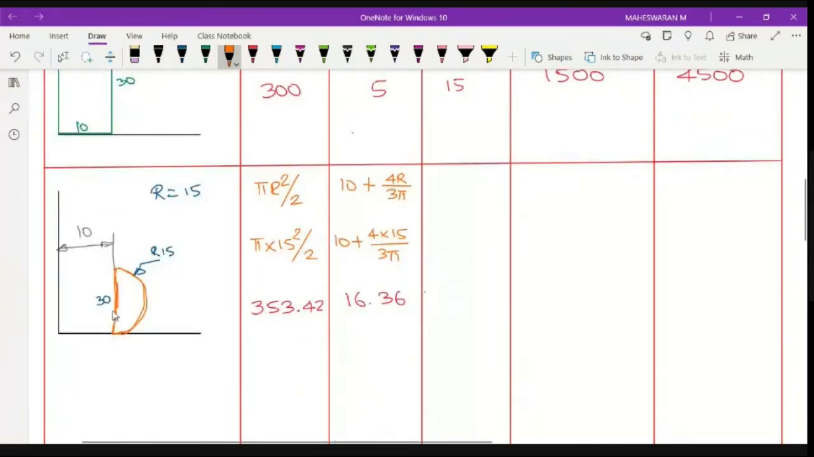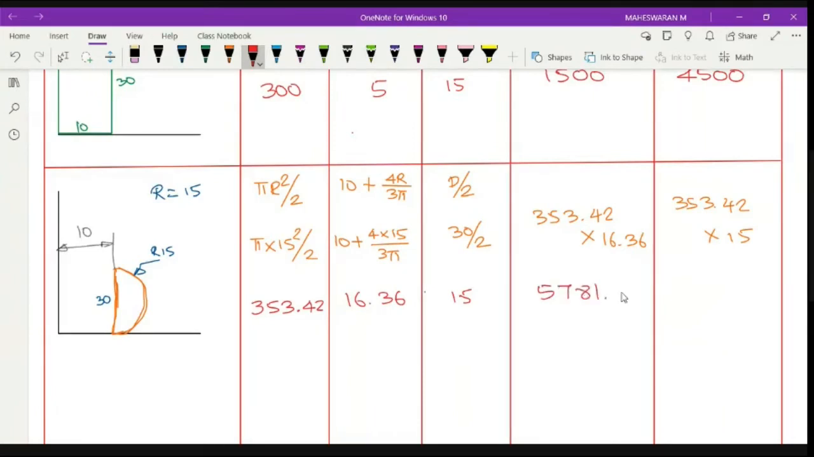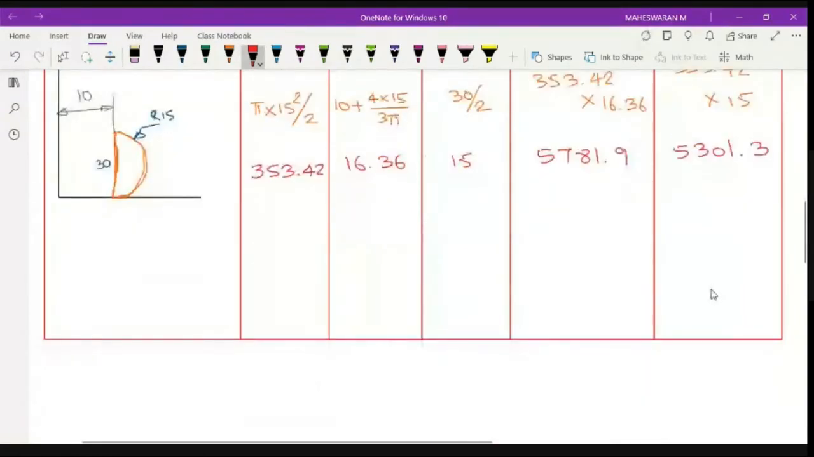The next step is y bar, which is nothing but d by 2, or r, 15. Either I can write it as r or d by 2. So d by 2 is 30 by 2, which is 15. Now just multiply these two. So this is 353.42 into 16.36, and here it will be 353.42 into 15. What values are you getting? 5781.9 and 5301.3. Good. So now we have identified these things.